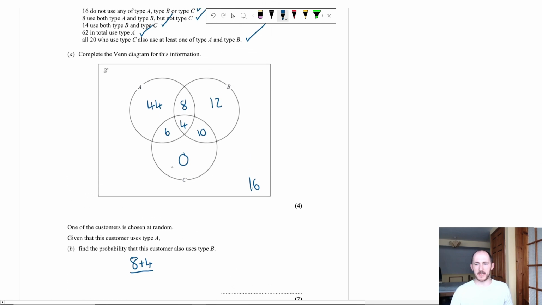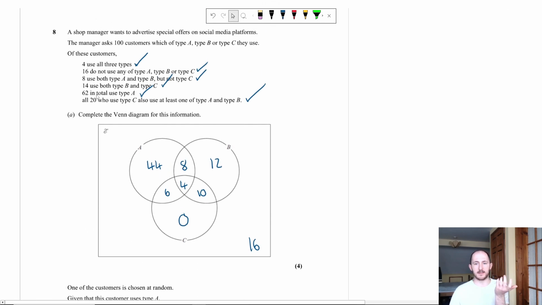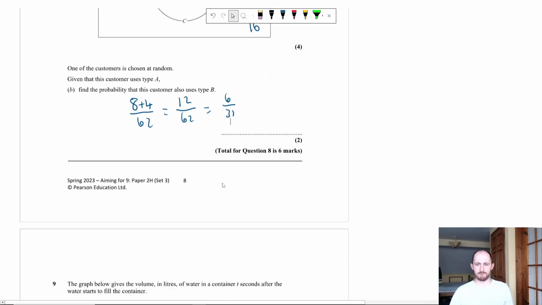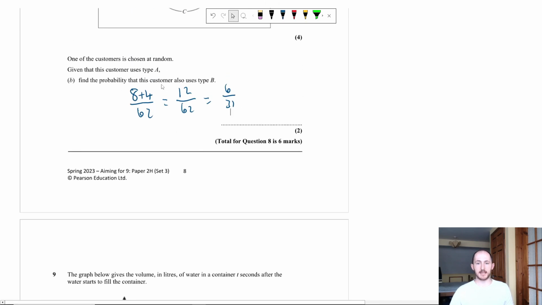And how many people use A in total? Well, it does tell me. It says 62. But it's all of these numbers added together. So 8 plus 4 over 62, which is 12 over 62, which you can simplify, but you don't need to. 6 over 31. By the way, if it doesn't say give your answer in its simplest form, you don't have to simplify. So it's completely fine if you don't.